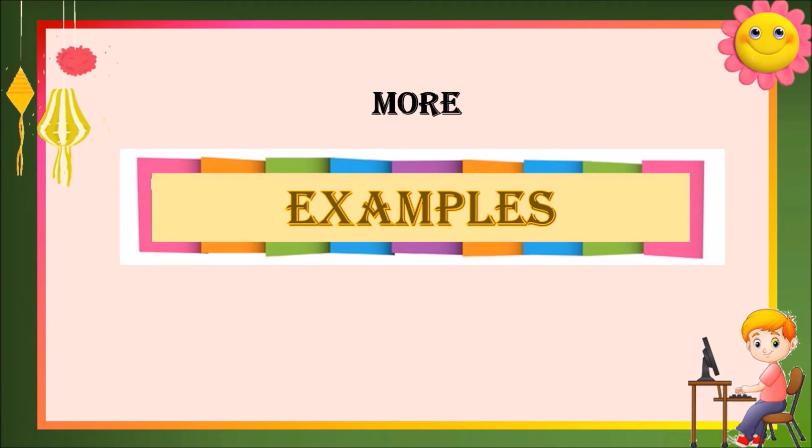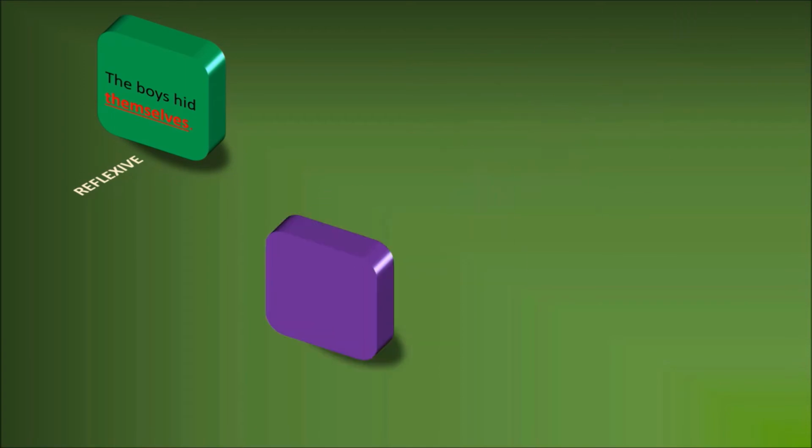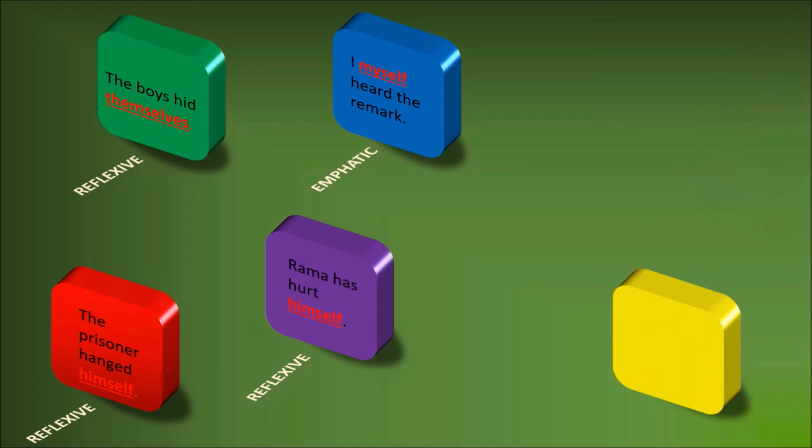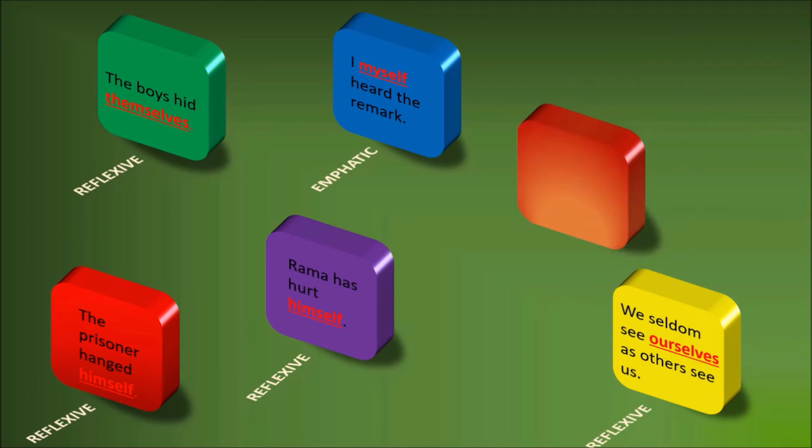Hey, we have more examples. Let's try. The boys hid themselves, because it is more than one boy. It is boys, so themselves. Rama has hurt himself. Rama, one boy, himself. I myself heard the remark. The prisoner hanged himself. We seldom see ourselves as others see us.